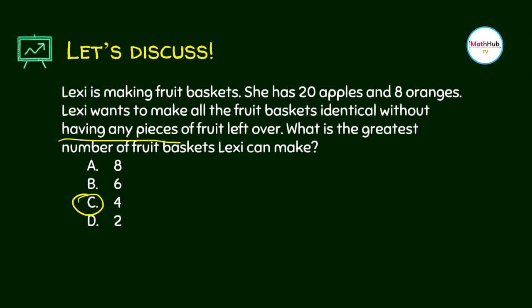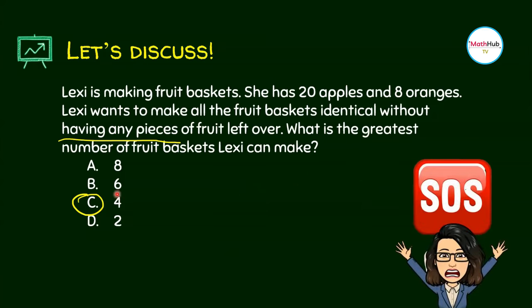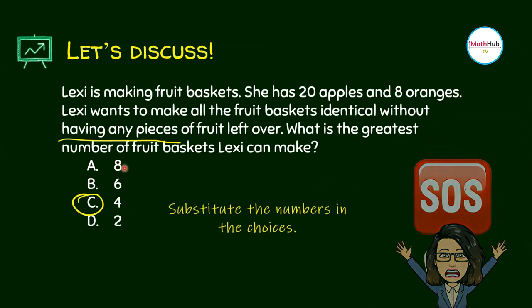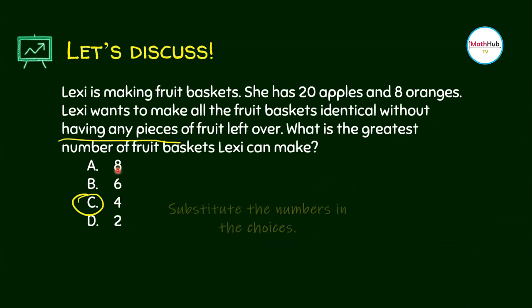For instance, if you did not know that it's a GCF question, what you can do is just substitute the numbers here. Use elimination. So if the answer is 8, can there be 8 baskets? No. Because if you have 8 baskets, you cannot put the 20 apples there with an identical number of fruits, right? It cannot be 6 also, because you cannot put 20 apples in 6 baskets with an identical number of apples, okay? So the answer is letter C.